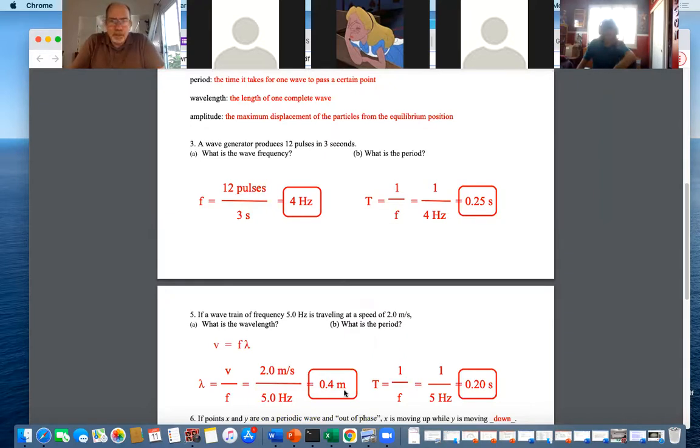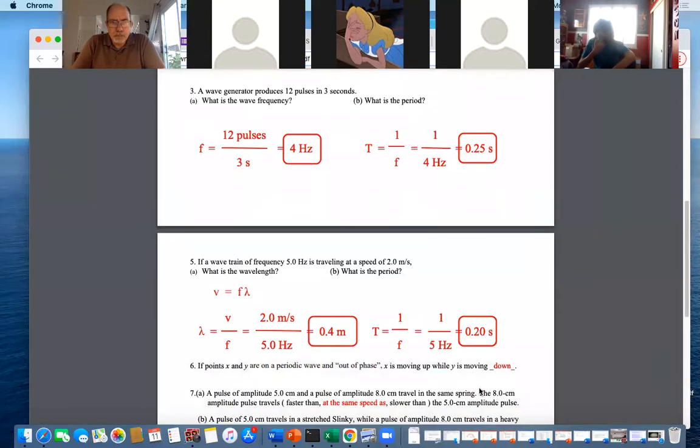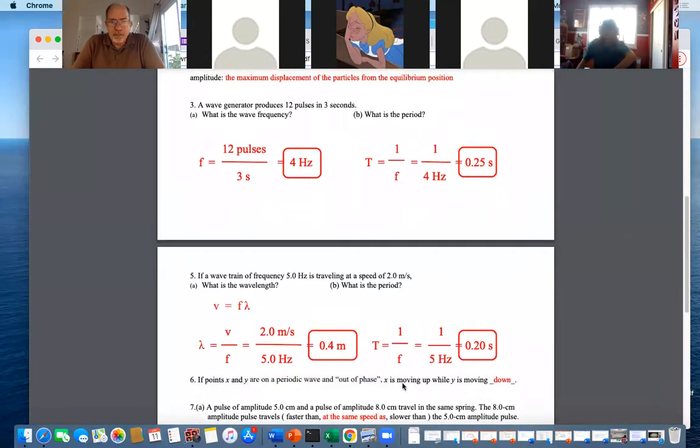The period, once again, will be the reciprocal of the frequency. So 1/5 hertz, and that's 0.2 seconds. All right. Questions, comments on that? Okay. Number 6, if they're out of phase, X is moving up while Y is moving down. All right.